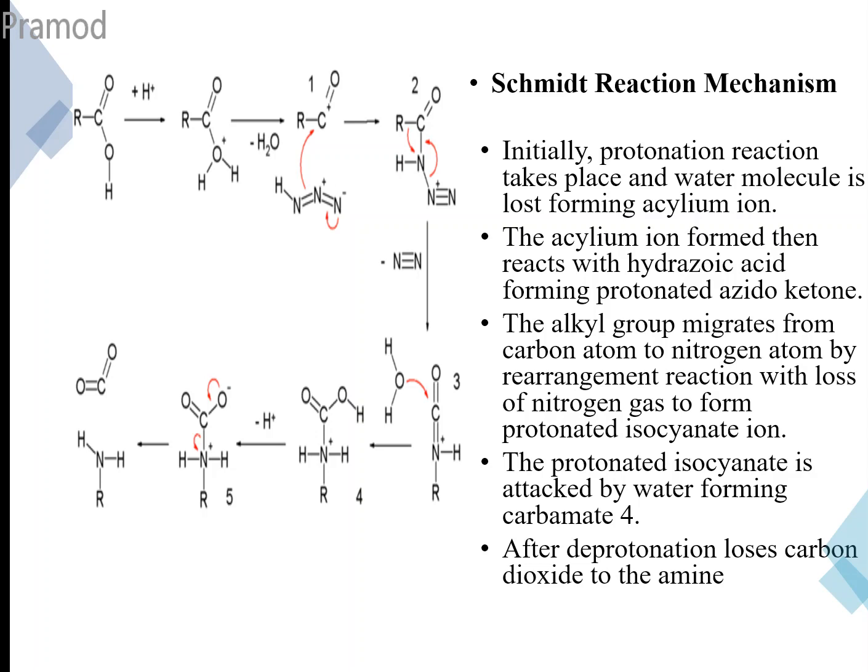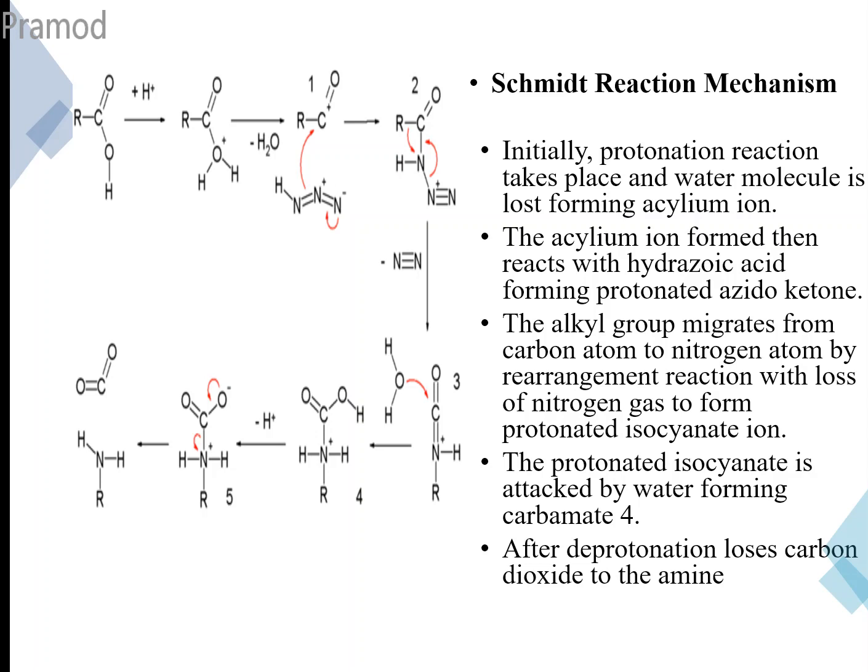So this is the mechanism. What is the first step? Protonation, then loss of water, and generation of an electrophilic acylium ion. This gets attacked by the nitrogen of your hydrazoic acid. This leads to the formation of your azido keto intermediate.